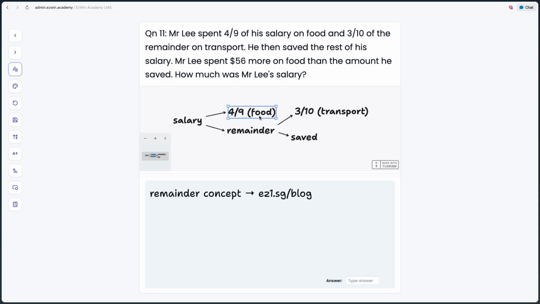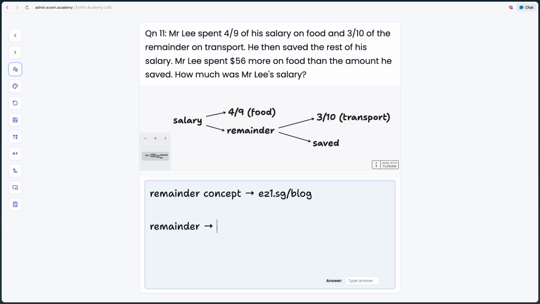Alright, we'll look something like this. So it's your salary, 4/9 on the food, remainder, and then what we saved from the remainder and 3/10 of the remainder as transport. Okay, so in this case, we actually can calculate the remainder. So for the remainder, it will be 1 minus 4/9. This will give us 5/9 of the total. So for this remainder, we will just put 5/9. Okay, so now we know the fraction for the remainder.